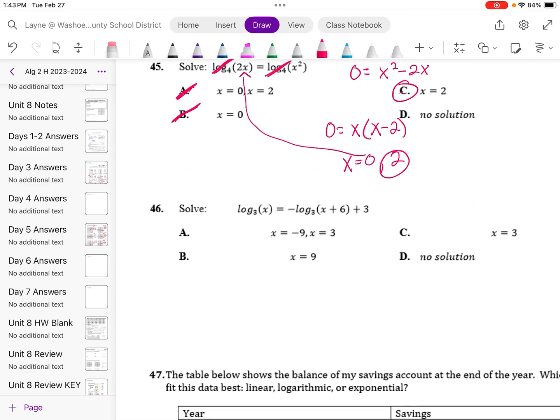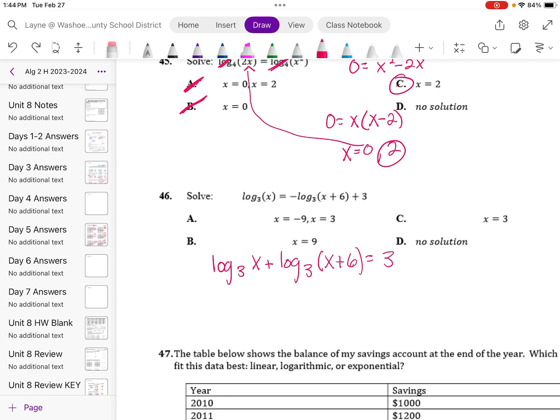All right, just a couple more. Solve. Let's see. On this one, I'm going to get the logs on the same side first. So I'm going to do log base 3 of x plus log base 3 of x plus 6 equals 3. And then I don't like that I have two logs here. I can't just cancel them out because this 3 is in the way. So I need to combine these two logs.